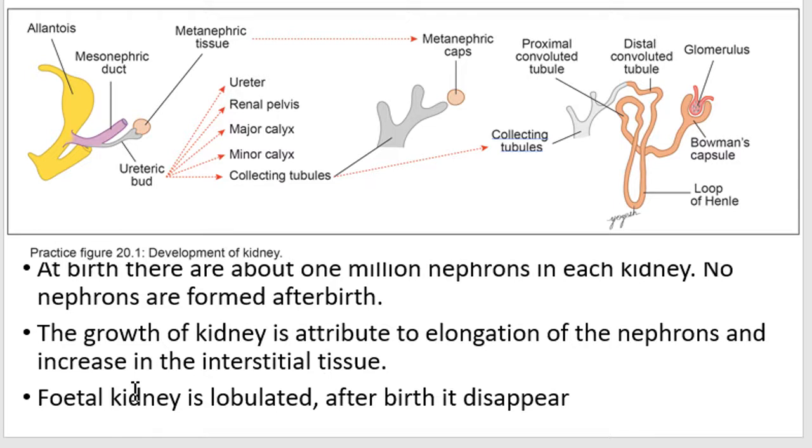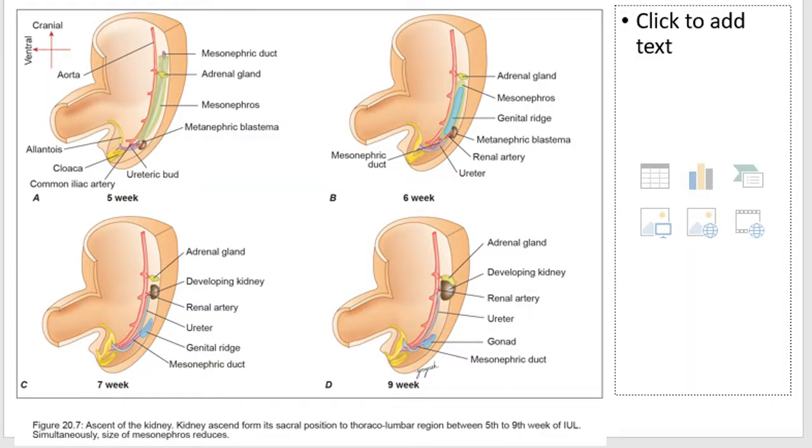And the fetal lobulation of the kidney disappears. The fetal kidney is lobulated and it disappears 1 year after birth.